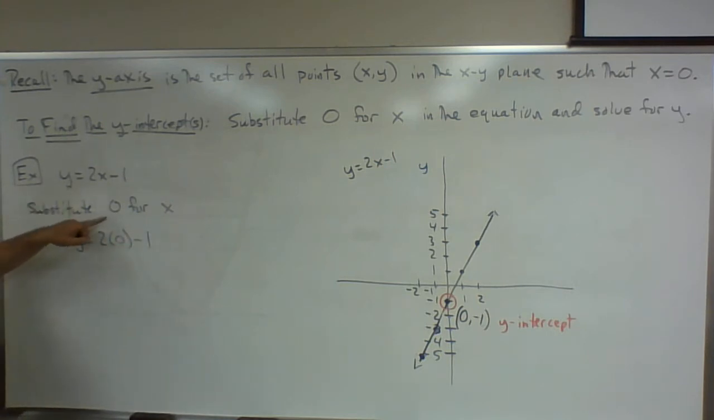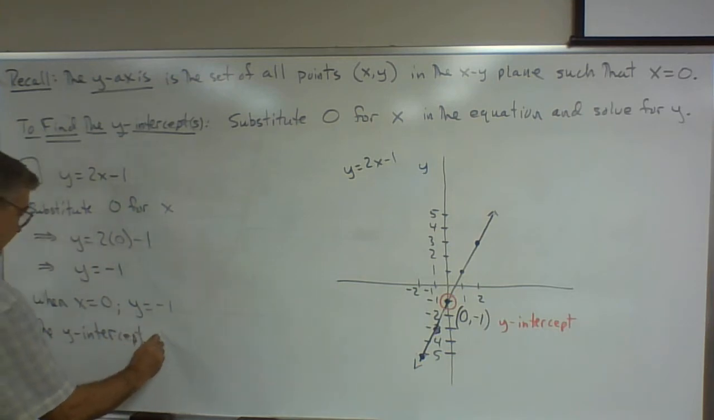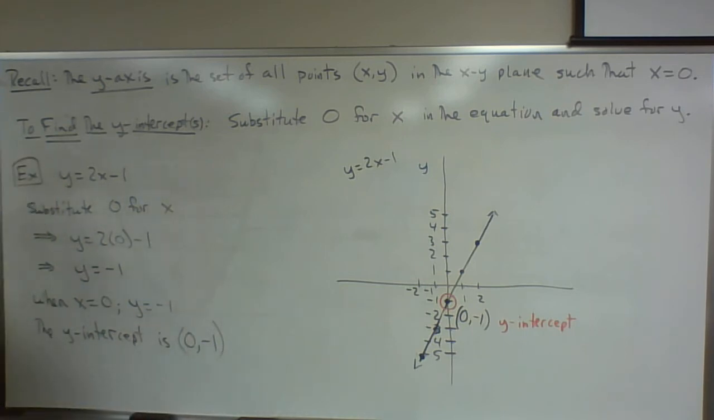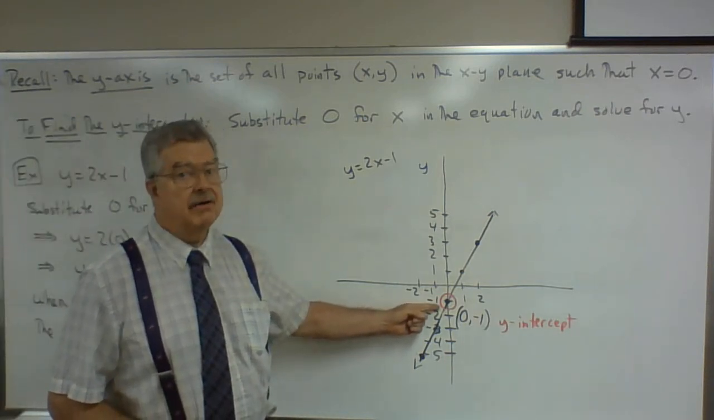Here's our equation. We substitute 0 for x, and that means that y equals -1. When x equals 0, y equals -1. So the y-intercept is the point (0, -1). Just like our graph showed.